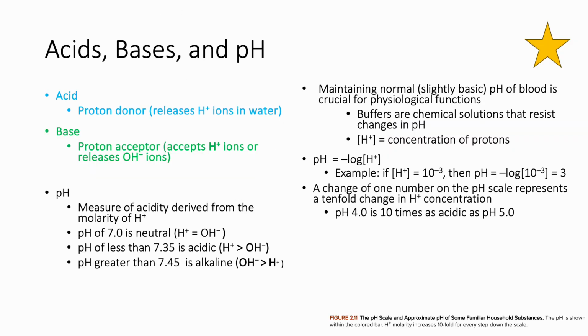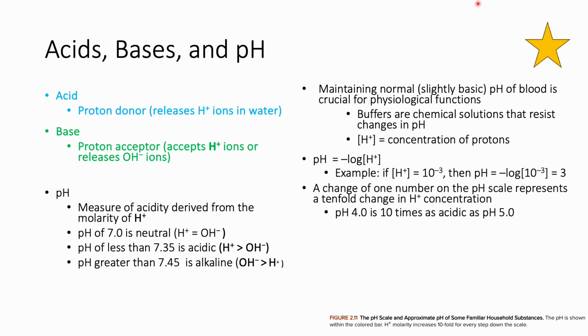Acids, bases, and pH. What is an acid? An acid is a proton donor. What is a base? A base is a proton acceptor. pH is a measure of the acidity derived from the molarity of hydrogen ions.